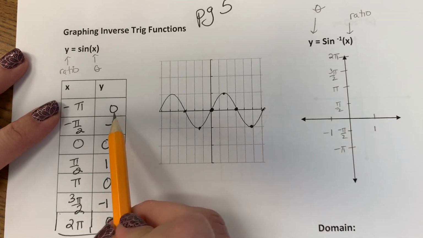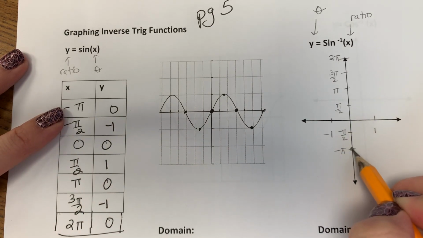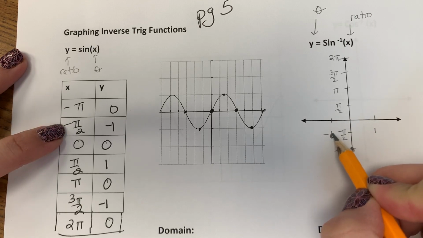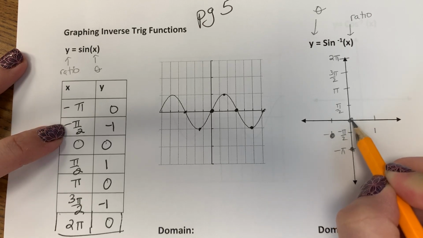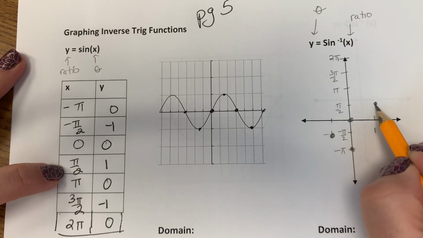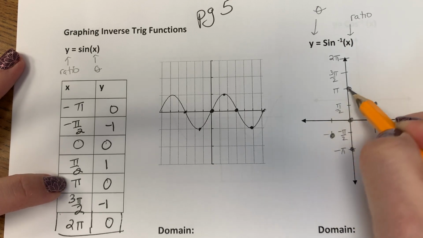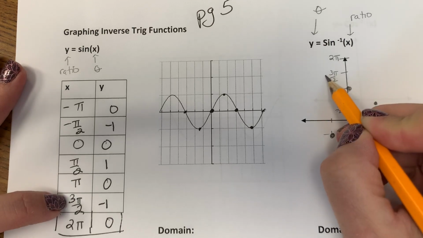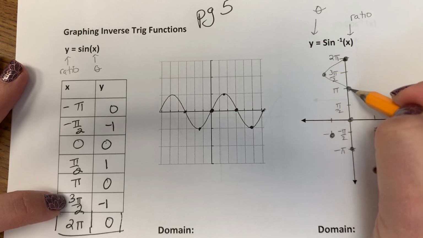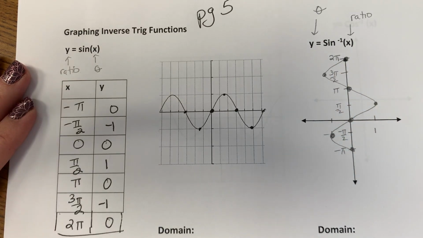So I'm gonna graph the point (0, negative pi), so over 0, down pi. I'm gonna graph the point (negative 1, negative a half), that's right here. I'm gonna graph the point (0, 0). I'm gonna graph (1, pi over 2). And I'm gonna graph (0, pi), (negative 1, 3 pi over 2), and back to (0, 2 pi). So if I connect these dots, I get my inverse sine graph.